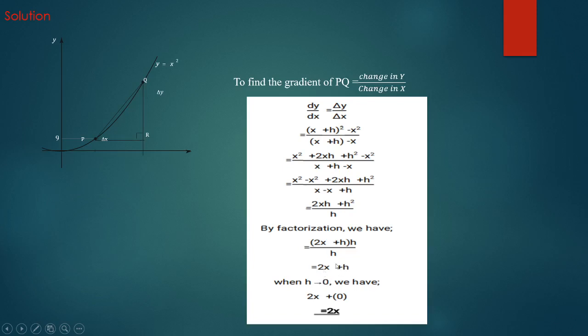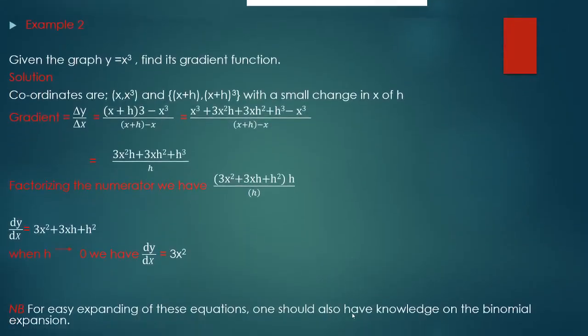So remember that there was a change in x of h, and therefore as h reduces, as it goes to 0, as it tends to 0, we shall substitute where we have an h with a 0, so we shall remain with 2x plus 0, which is 2x. So that is the differential function of y equals x squared. It becomes 2x. That's the gradient.